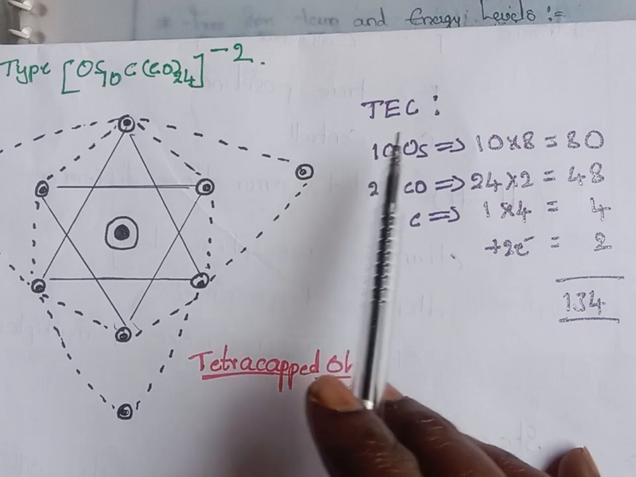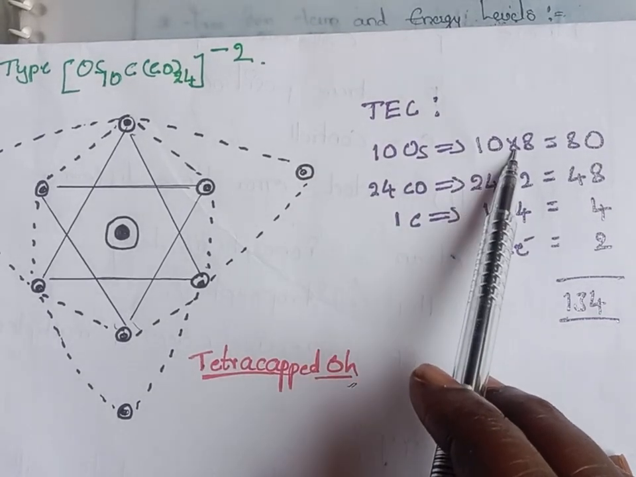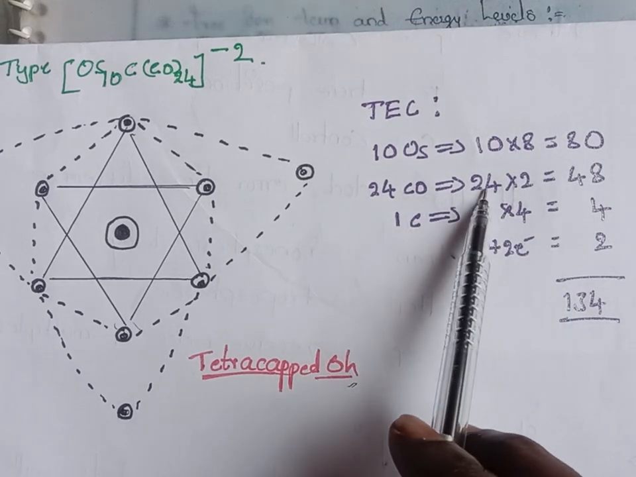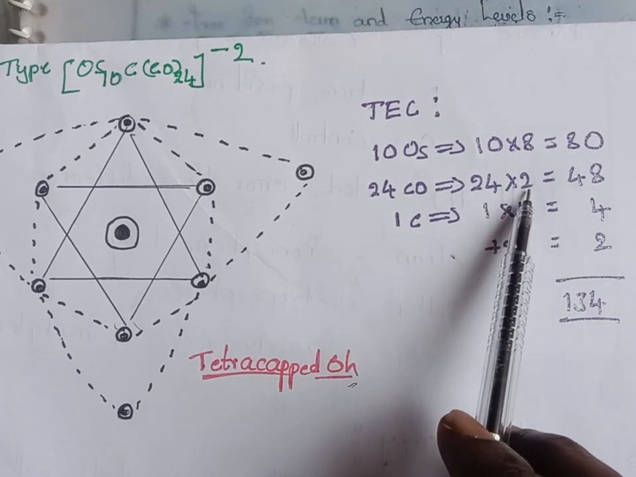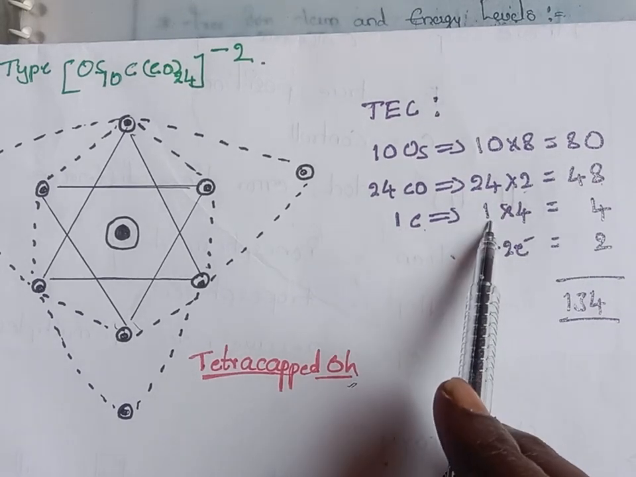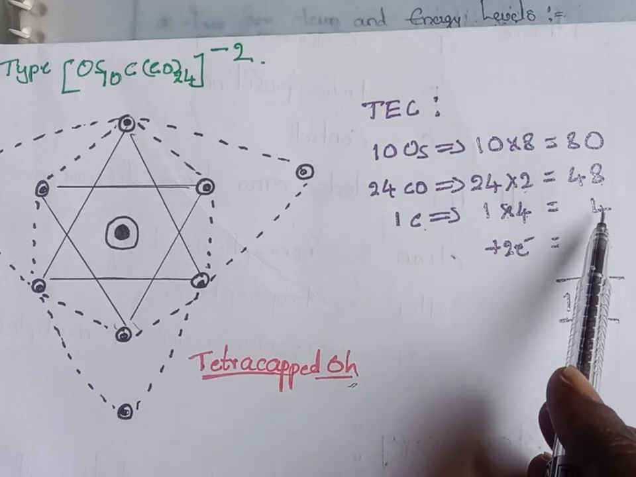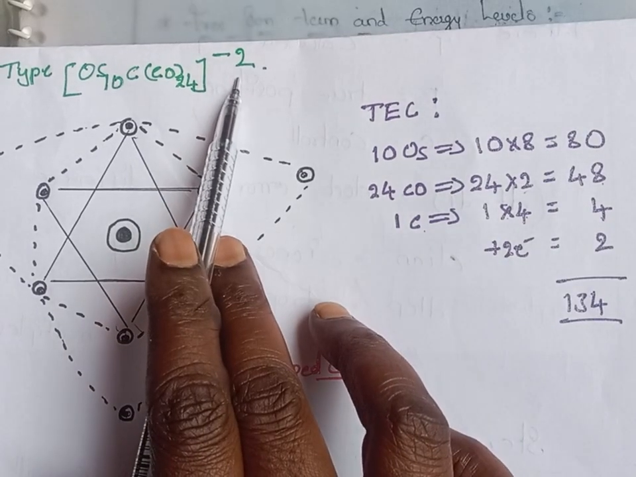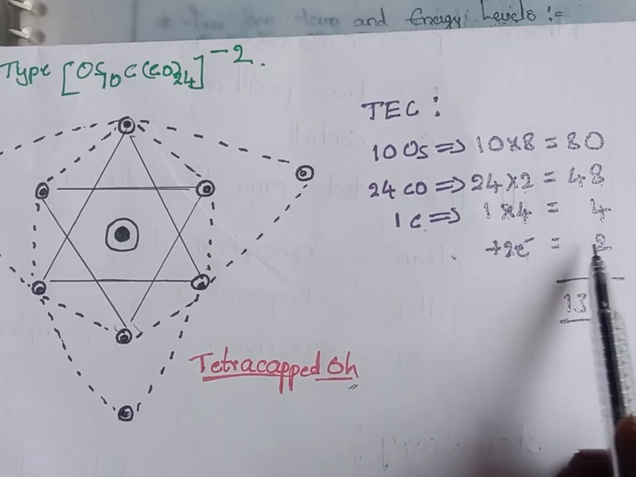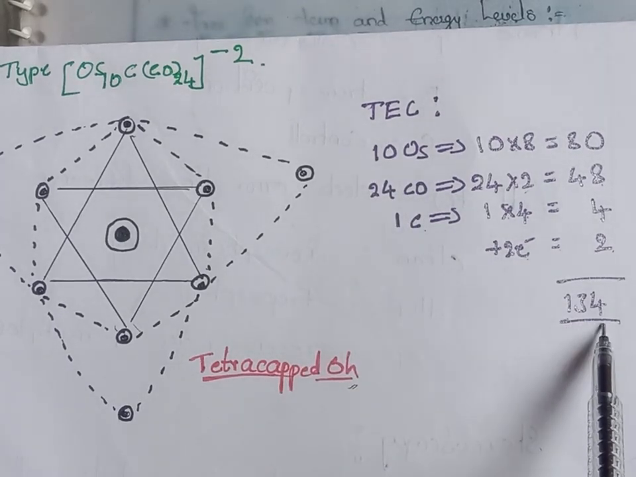So if you see the total electron count, 10 osmiums, 10 into the valency of osmium, 8, is 80. 24 carbonyls, 24 into 2 electrons each, 48, right? 1 carbon, 1 into the valency of carbon should be added, so 4. And the charge of the cluster is 2 minus, so we have to add 2 electrons. So the total electron count is 134.